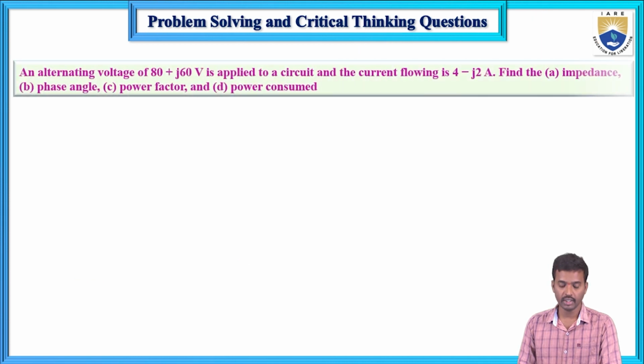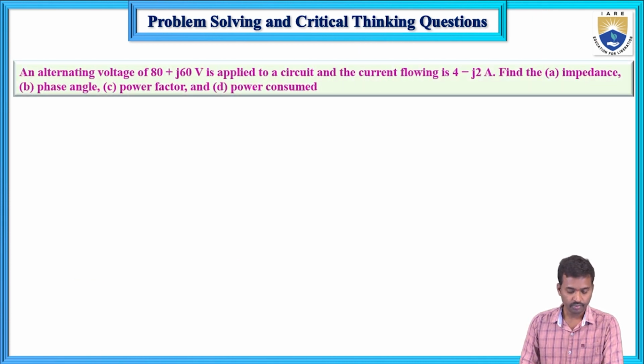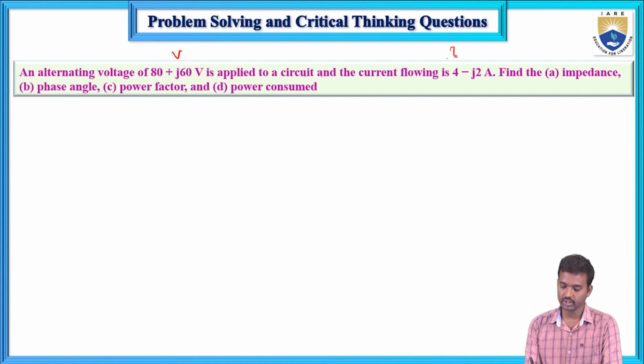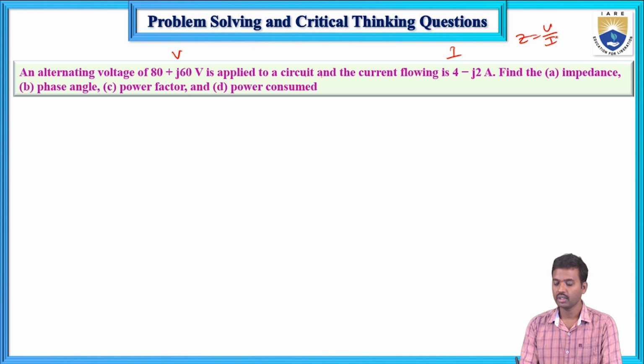And next problem: an alternating voltage 80 plus J60 volt is applied to the circuit and the current flowing is 4 minus 2J. Find out the impedance, phase angle, power factor and power consumed. So this is the voltage and this one is the current. So what is the formula? Z equals V by I, or I equals V by Z.